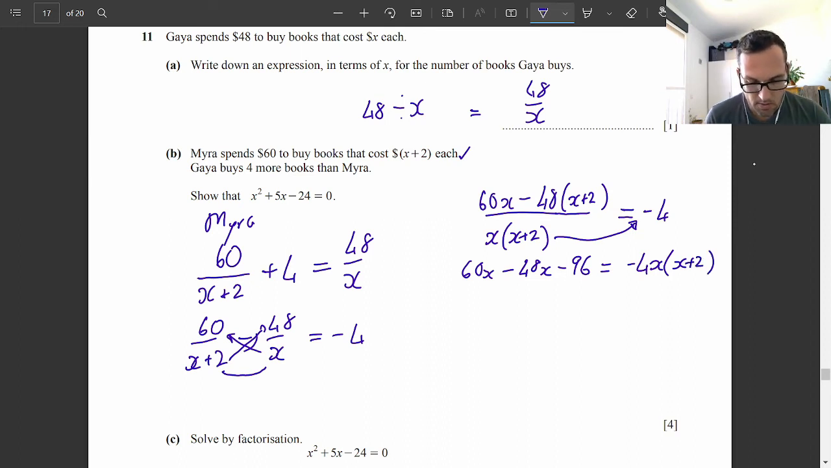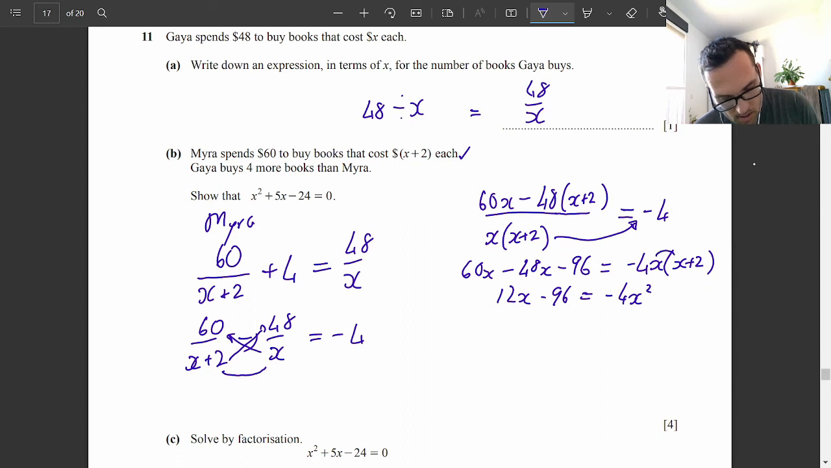Right, let's see what we can do here. We can do 60X minus 48X, which gives us 12X. And in the right hand side, we can expand the brackets. Minus 4X times X is minus 4X squared. And minus 4 times 2 will give me minus 8X.